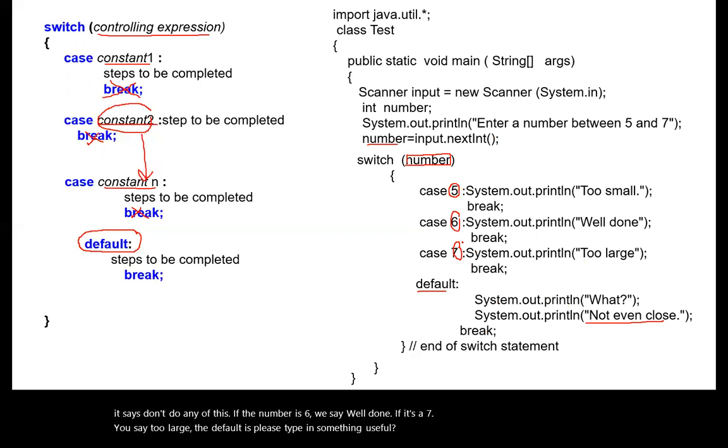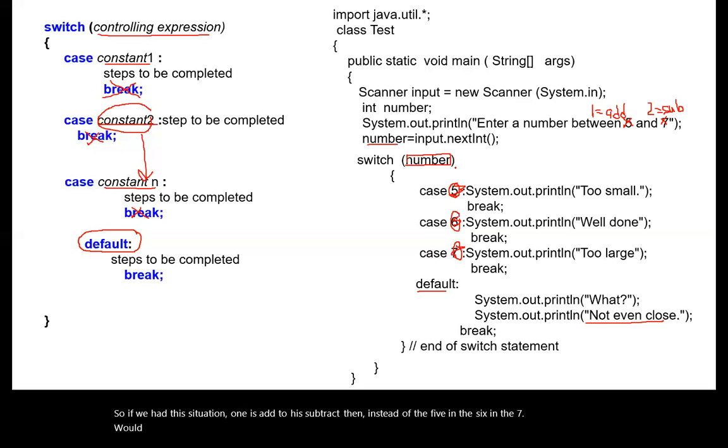So these numbers are going to depend on what your variable is. If you were giving the user a choice between, say, adding and subtracting, so if 1 was add and 2 was subtracting, then the numbers would change as well. So if we had this situation, 1 is add, 2 is subtract, then instead of the 5 and the 6 and the 7, we'd say if they typed in 1, do this. If they typed in 2, do that. And we wouldn't need this other case.